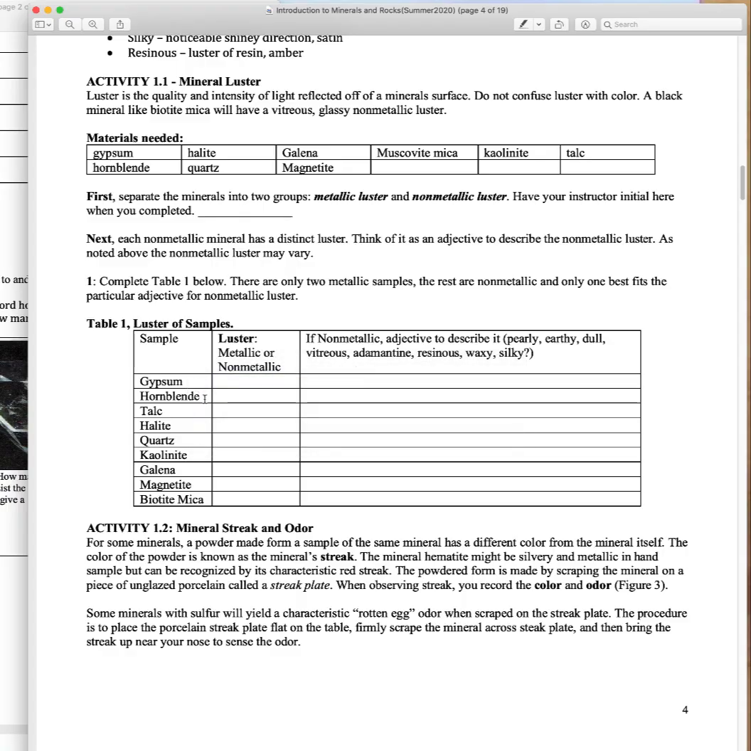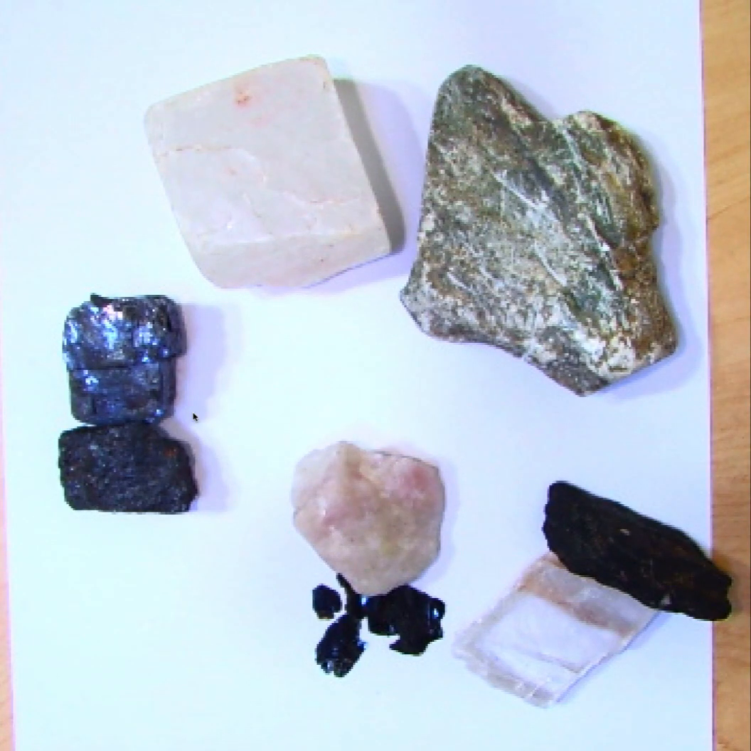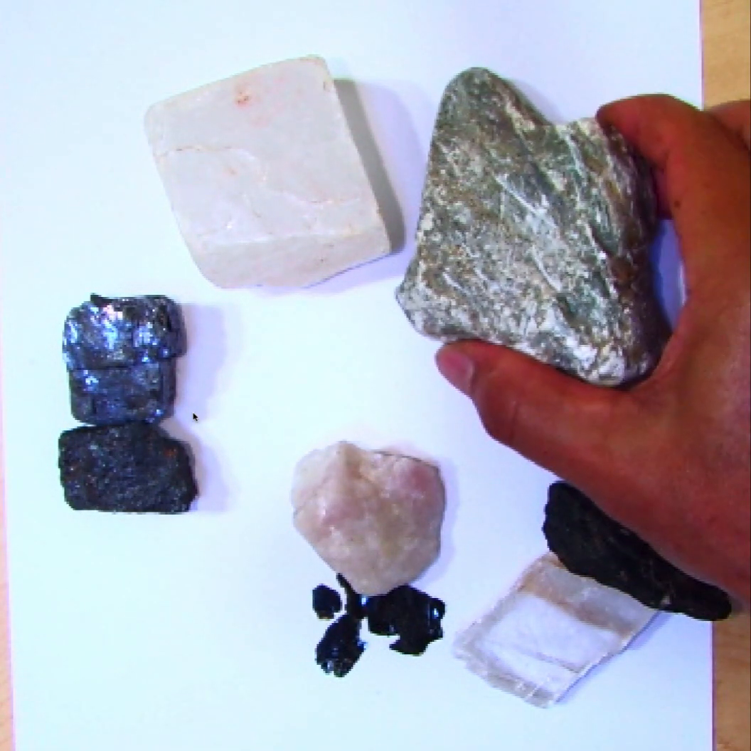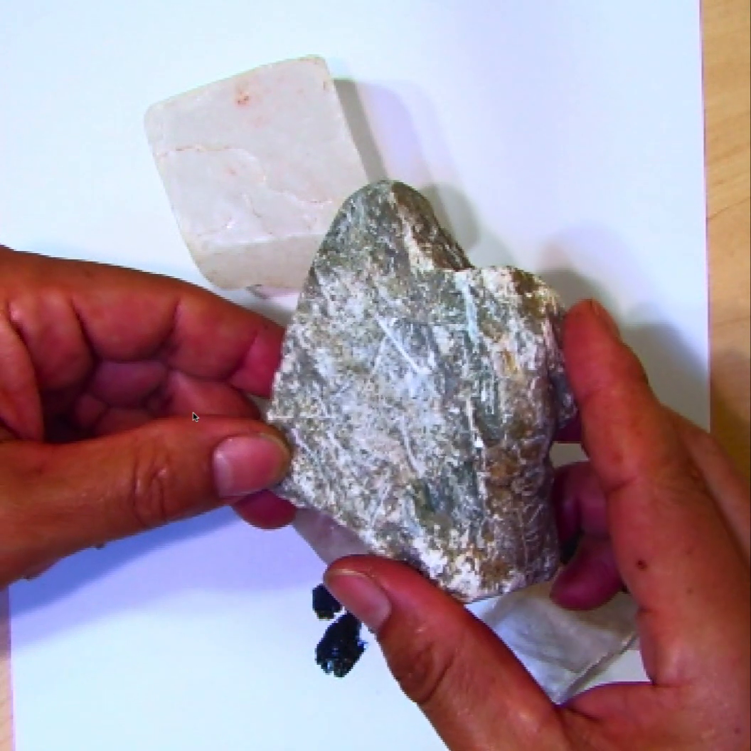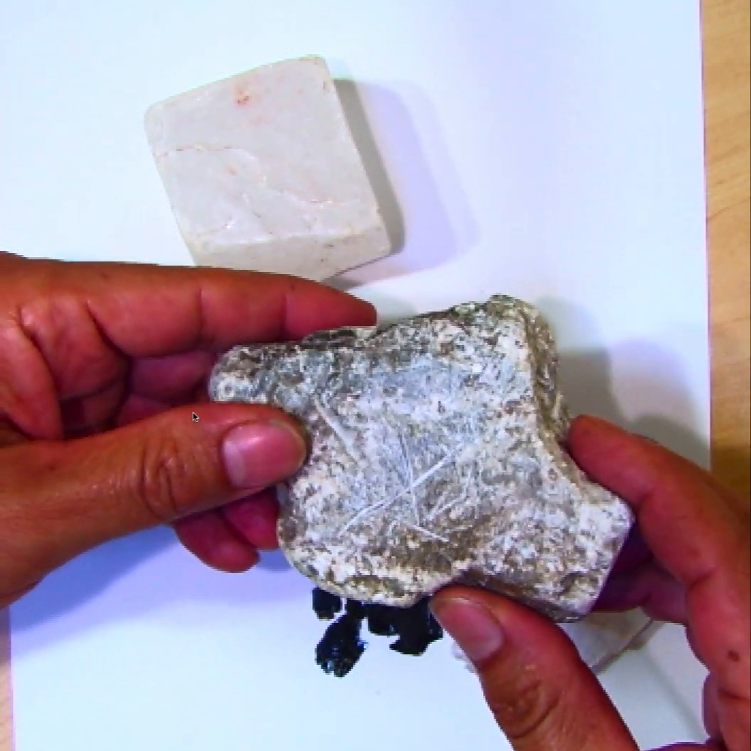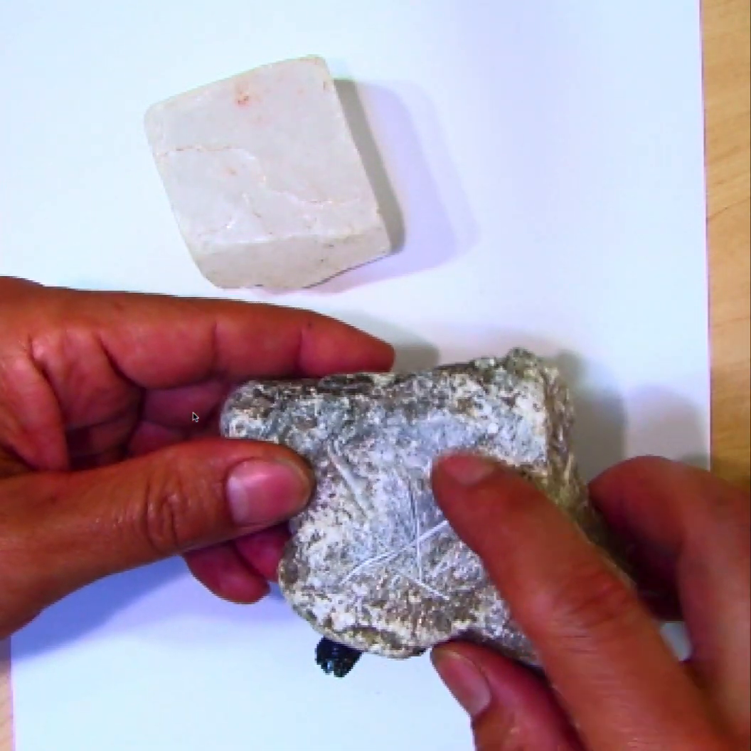The next two are talc and halite. Remember, halite's common table salt. Talc is your very soft mineral used for talcum powder, baby powder. Talc is this larger mineral here. If we look at this one, it might be kind of hard to tell. It has a little bit of shine, but it's pretty dull.